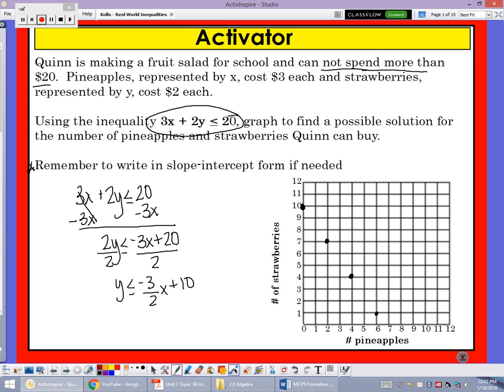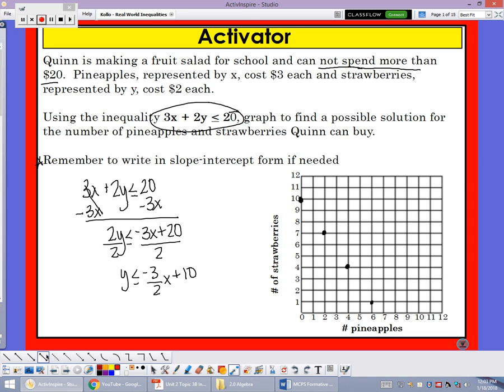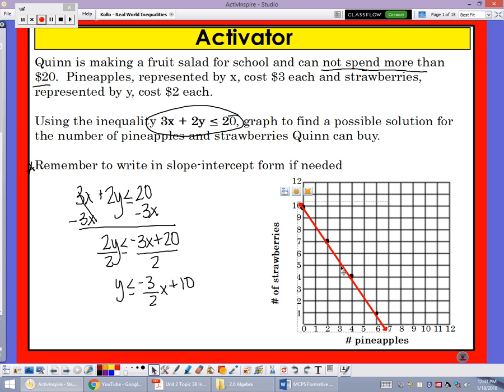All right, now I have to figure out what kind of line I'm going to draw. And in this case, I'm going to draw a solid line. So my graph looks like that. I actually wanted that to match my points. My shading here is going to be shading below this area. So I'm going to shade everything below.